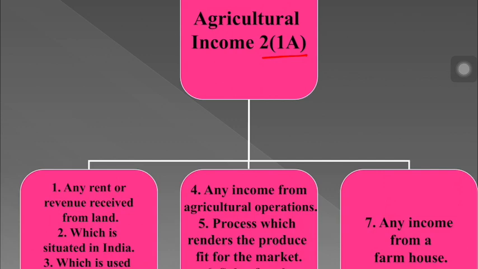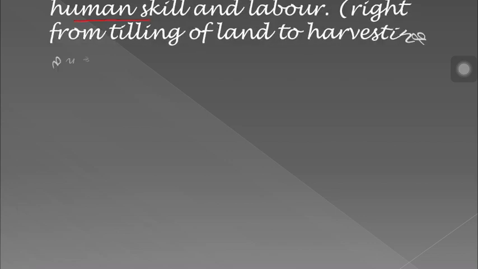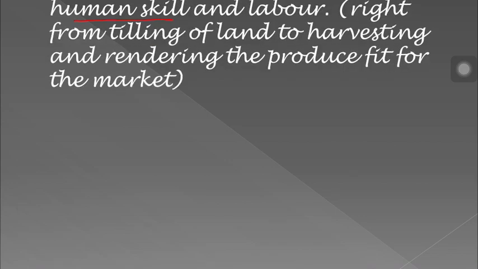Any rent or revenue received from land which is situated in India, which is used for agricultural purpose. Any income from agricultural operations, process which renders the produce fit for the market, sale of such produce. Any income from a farmhouse is also agricultural income. Okay, when I say agricultural income, it requires human skill and labor, right from tilling of land to harvesting and rendering the produce fit for the market.